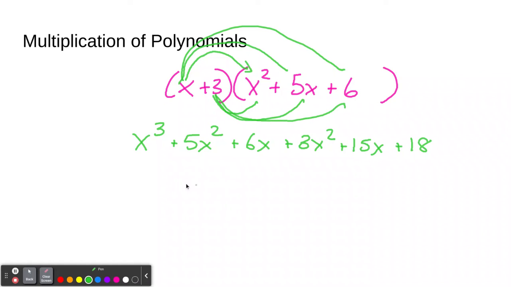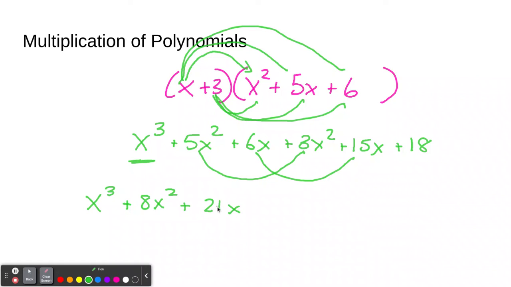Now be careful when you combine. So there's no cubes besides this one right here, so we just say x cubed. So let's look at the squares. We have a 5x squared and a 3x squared. That'll give us 8x squared. See how we got 8x squared? And then we have a 6x and a 15x. What do you think that will give us? Exactly, 21x. And then we're just left with that 18. So you see, we took a binomial, times it by a trinomial by doing one term at a time with the binomial.